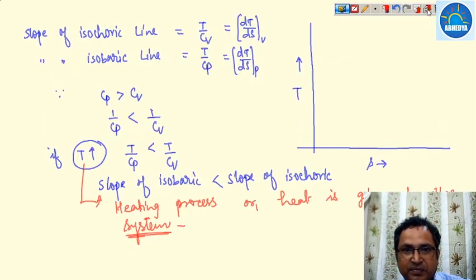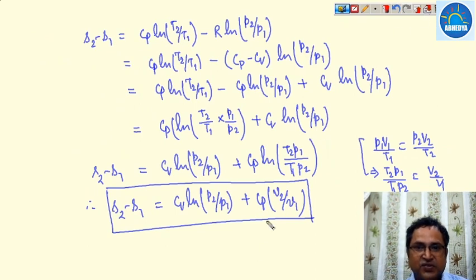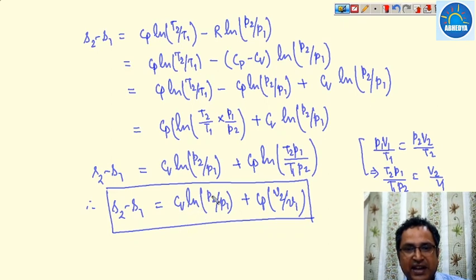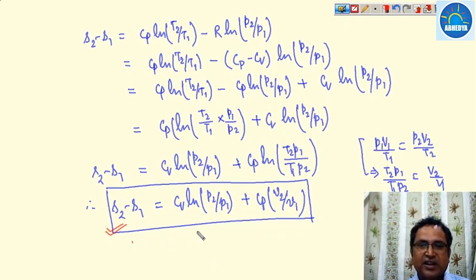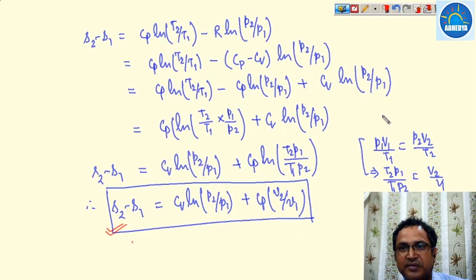Now you see this one. So delta S is nothing but Cv, and for air the value of Cv will be known, times ln P2 upon P1 plus Cp ln V2 upon V1. Since P2 and P1 values will be given, and V2 and V1 values will be given, with the help of these values we can easily find out the value of delta S.